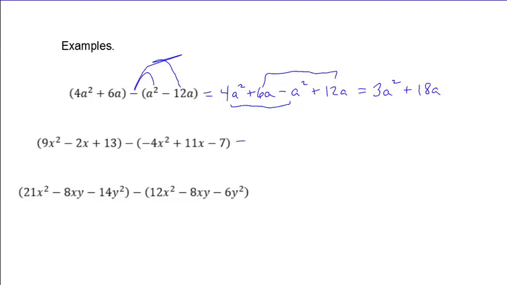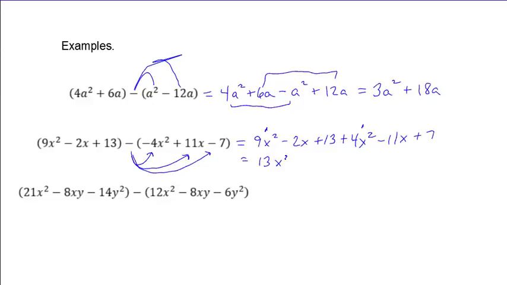Same process for this second problem. The first polynomial, the 9x squared minus 2x plus 13 stays just the way it is. Now I will distribute the negative and get plus 4x squared, and then I will get minus 11x, and then I will have plus 7. Collecting the like terms, I've got a 9x squared and a 4. That's 13x squared. Again, not adding the power. I know that's a temptation. Negative 2x minus 11x is minus 13x. And then 13 and 7 is plus 20.